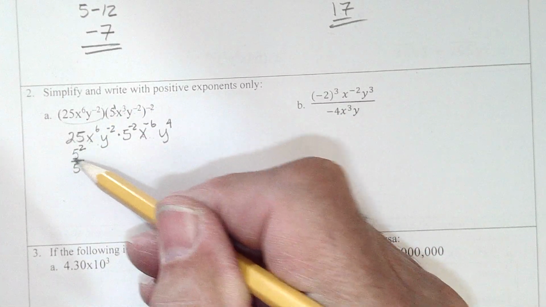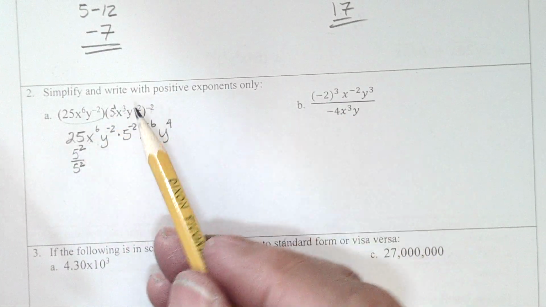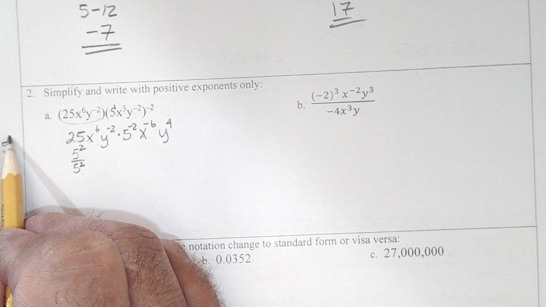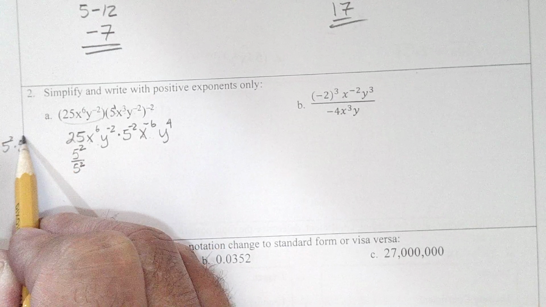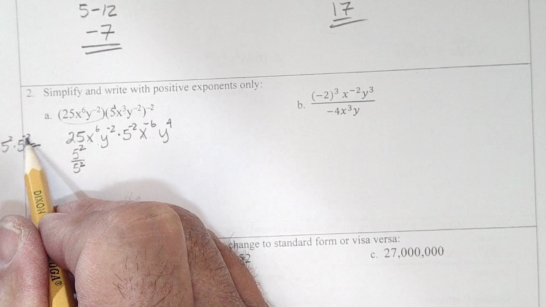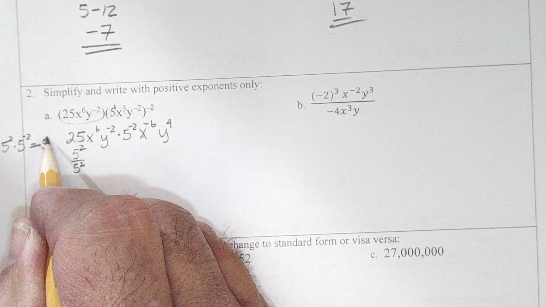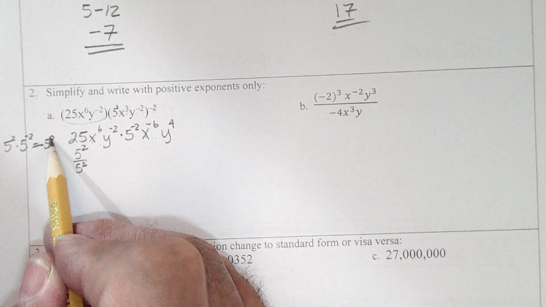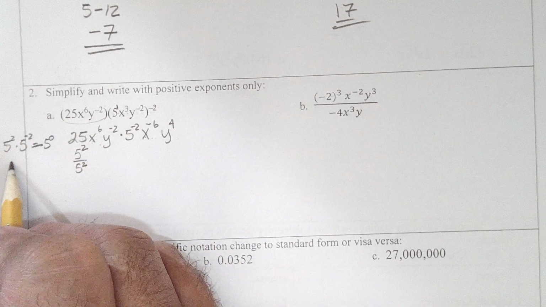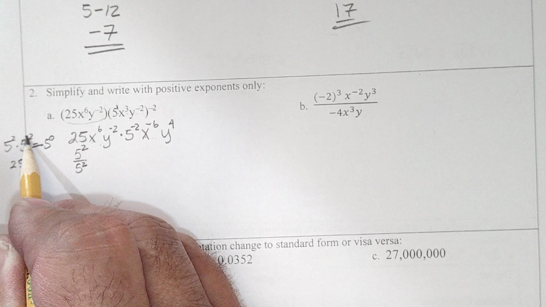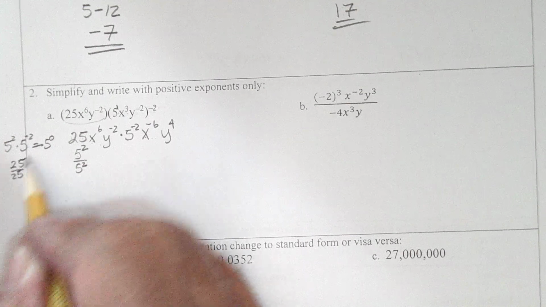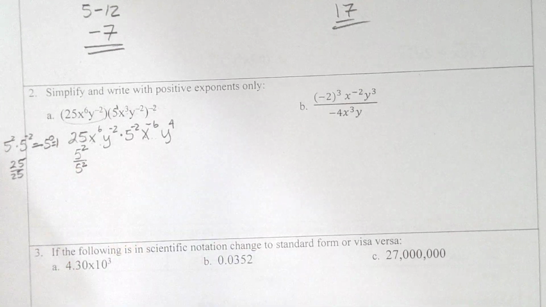So 25 divided by 25 is 1. Or if you thought 5 to the 2 times 5 to the minus 2, you add the powers, you get 5 to the 0. And some of you do not know that 5 to the 0 is 1, because this really is saying 25 put in the denominator, 25, and 25 divided by 25 is 1.